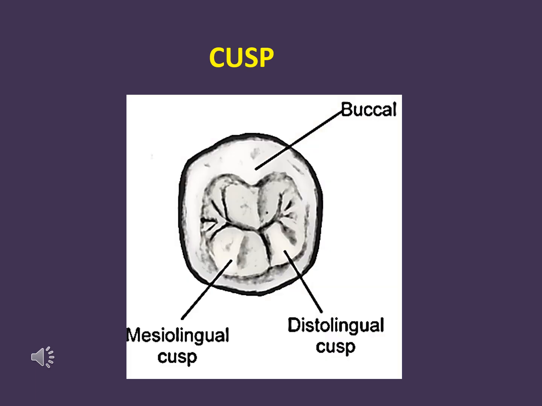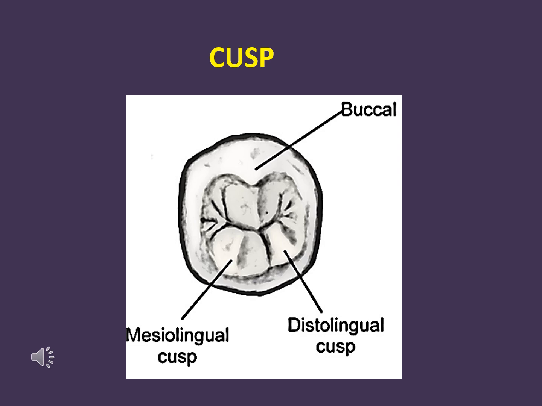Now we'll see the occlusal surface. The occlusal surface includes anatomical landmarks such as cusps, ridges, grooves and fossae. First we'll see about the cusps. In the three cusp pattern, there is a single cusp in the buccal aspect, whereas two cusps are present in the lingual aspect. The cusps in the lingual aspect can be named the mesiolingual cusp and the distolingual cusp.